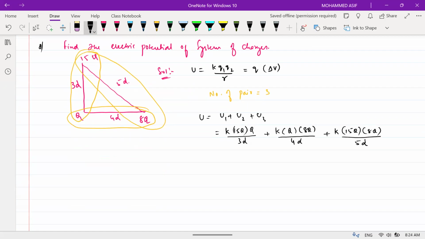So what can I take common in this one? K into Q divided by D is common. K into Q square, I can say, because Q into Q is Q square. So this will be equal to 15 divided by 3 plus 8 divided by 4 plus this one is 15 into 8 divided by 5. See how much I'm getting.